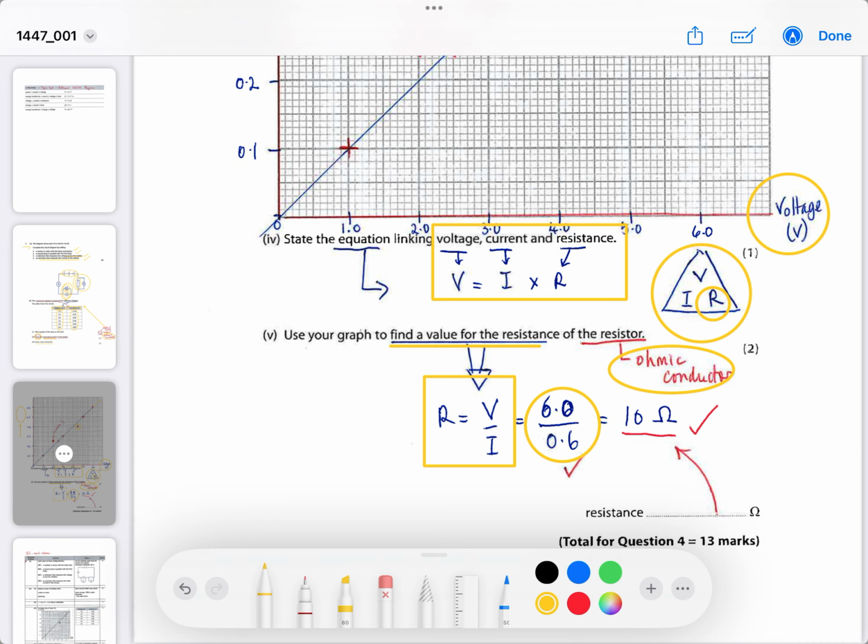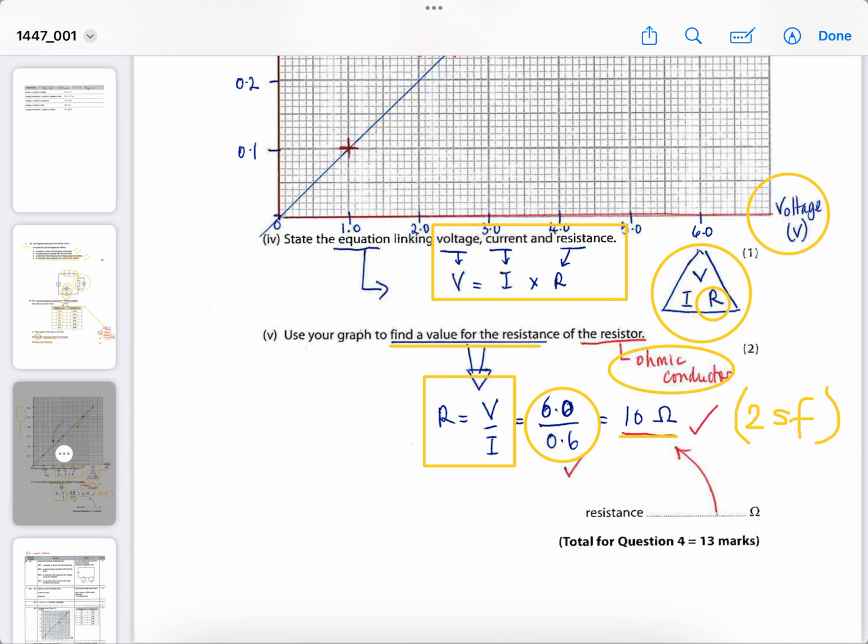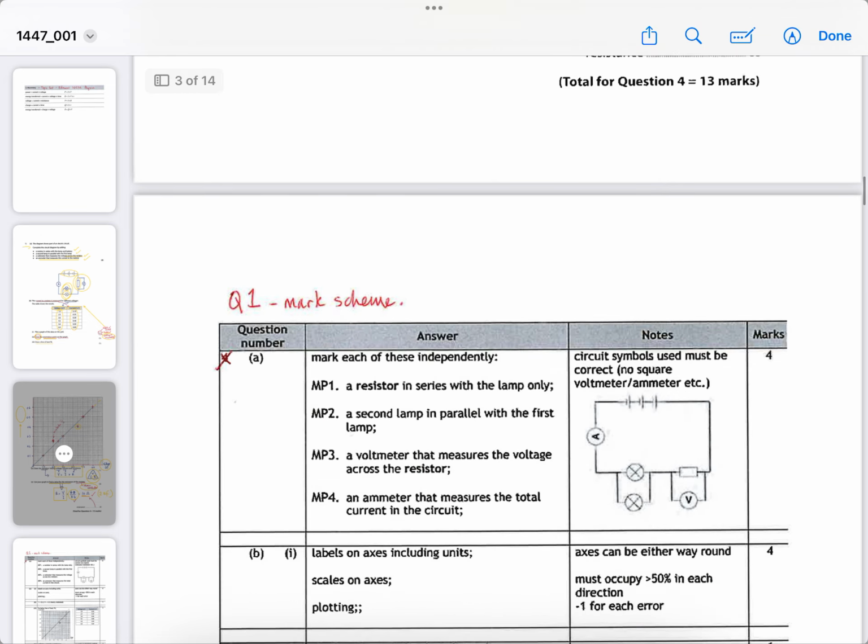Put the numbers in, you get 1 mark. Put the answer with the correct units, which they've given you. 10 ohms to 2 significant figures is all you need to put. Why is it 2 significant figures? Because the data provided is only accurate to 2 significant figures. Okay, so that's 13 marks, a good revision for those of you doing electricity.